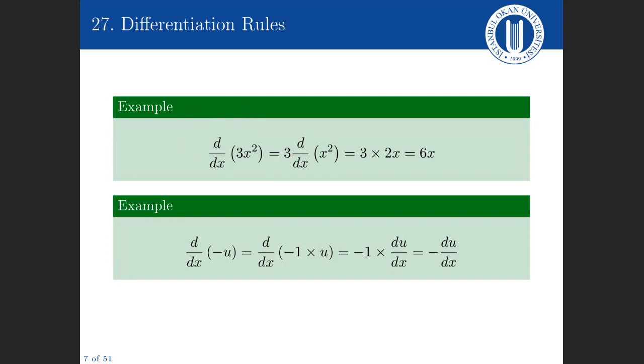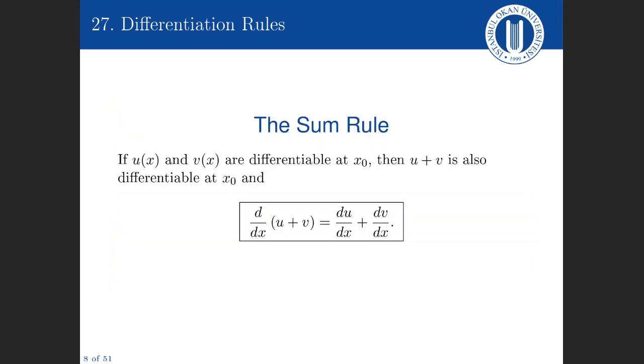We can also do the same thing if we have minus a function, because minus u is the same as the number minus 1 multiplied by u. And anytime we have a number, in this case minus 1, we can take the number outside of the derivative to get minus 1 multiplied by this derivative, or simplify this as just minus du dx. In other words, anytime you have a number or minus sign, we just take this outside of the derivative, and we'll deal with that later.